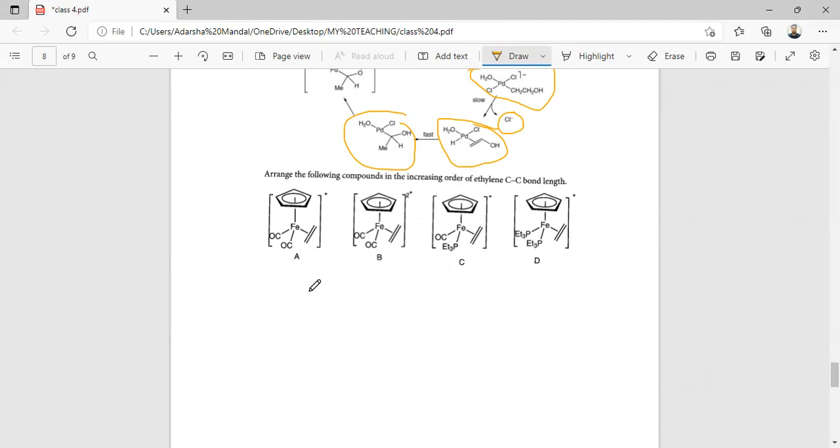So among these four complexes, complex B has iron in the +2 oxidation state and all the others are in the +1 oxidation state. So among the four metal complexes, B has the least electron density on the metal center. So that means the metal to alkene back donation is not favored.